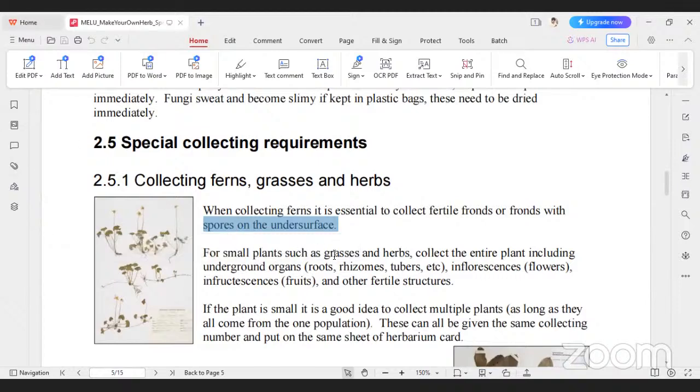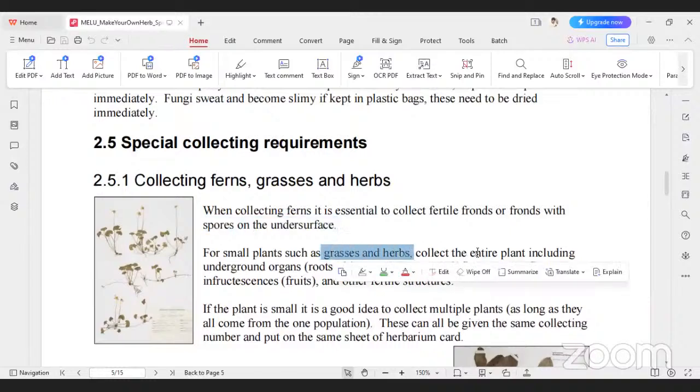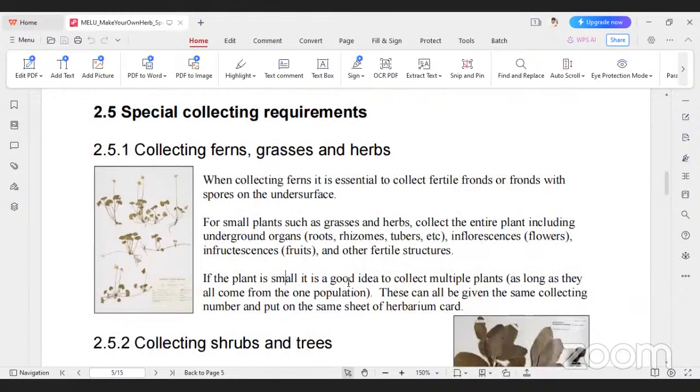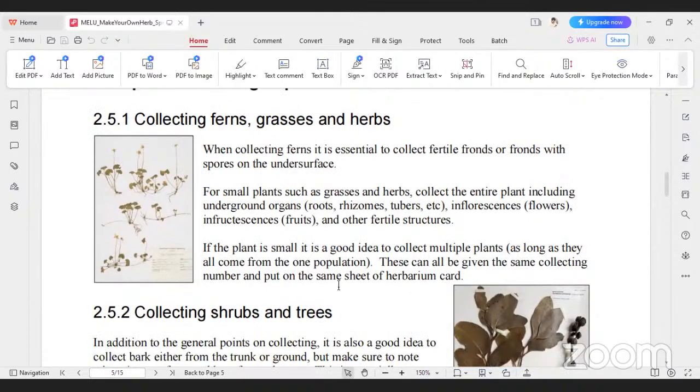For small plants such as grasses and herbs, collect the entire plant. As they have minute, small structures, you can collect the entire plant rather than a twig: root, rhizome, tubers, inflorescence, all fertile parts. If the plant is small, it is a good idea to collect multiple plants. These can be given the same collecting number and put on the same herbarium sheet.